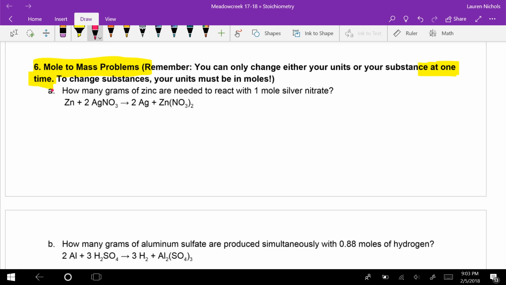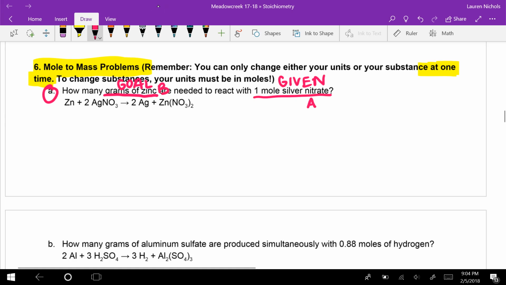So let's go ahead and read question A. It says, how many grams of zinc are needed to react with 1 mole of silver nitrate? So again, we always identify our given. So we have 1 mole of silver nitrate, and we identify our goal. They want to know how many grams of zinc. So that's our goal. And so when we have two different substances, we label our given as A and our goal as B.